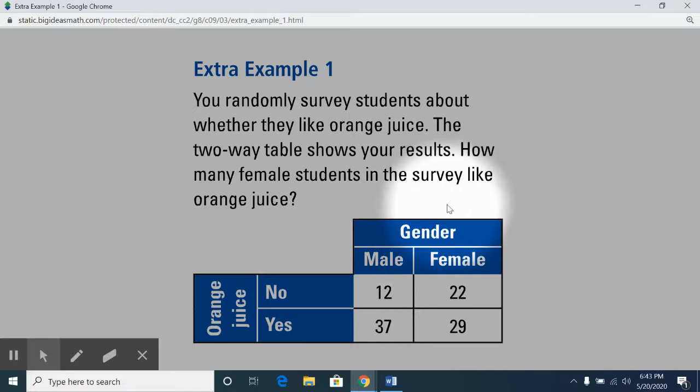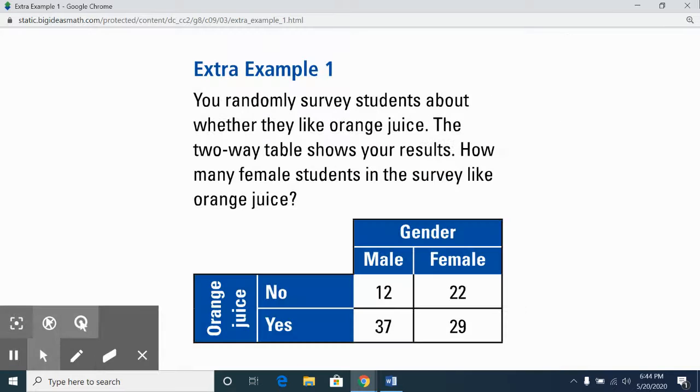All right, so they're looking for female students. So here's the column for female students that said yes, that they like orange juice. All right, so I'm looking at my rows here. So here's the students that said yes to liking orange juice, and here's the amount of female students that said yes. So our answer here would be 29. Okay? Should make a good amount of sense.